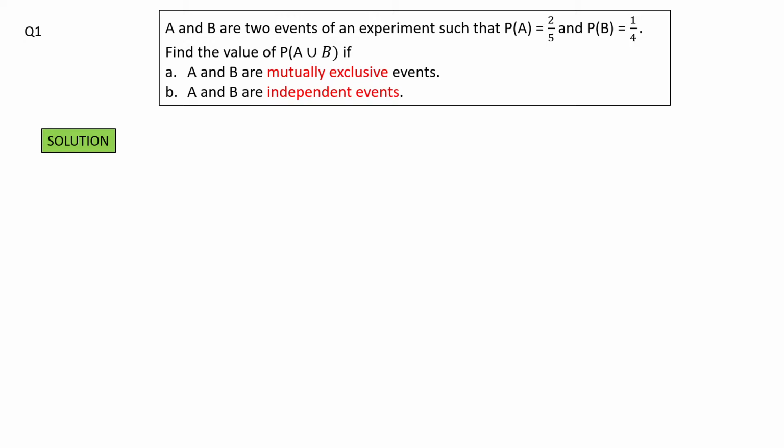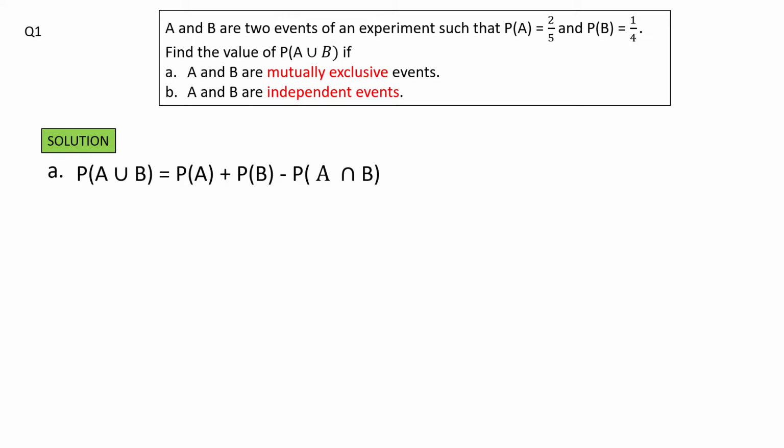Question 1. A and B are two events of an experiment such that probability A equals 2 over 5 and probability B equals 1 over 4. Find the value of probability A union B if A and B are mutually exclusive events.